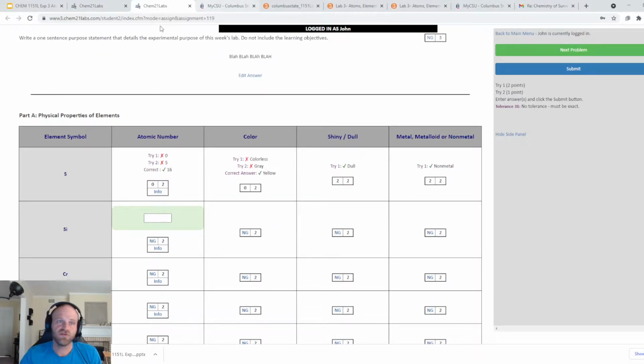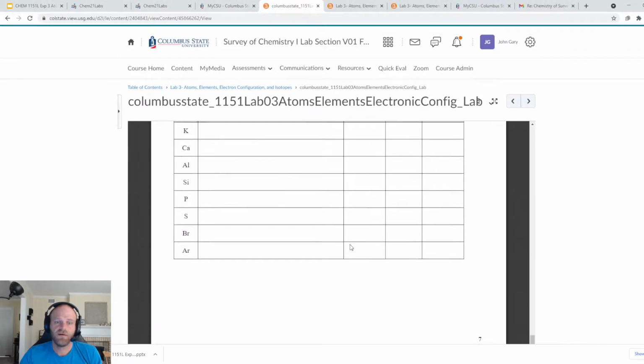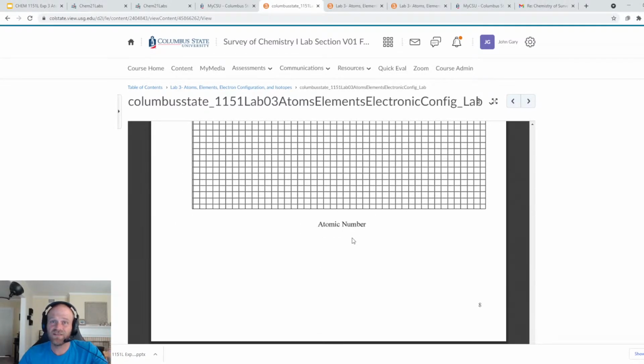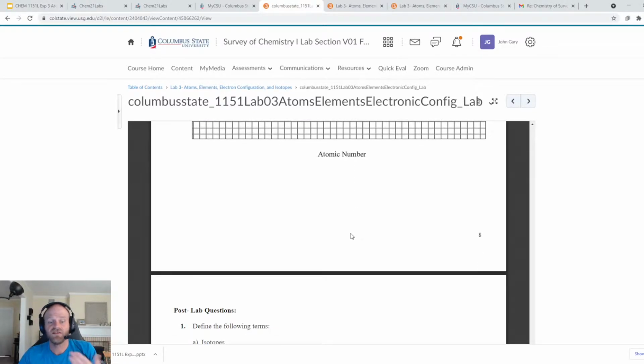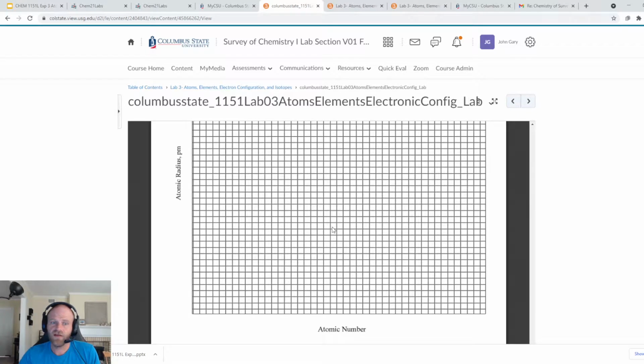You can use this PDF lab guide to go along, fill out everything, check your answers, and then start to put them into Chem 21 and see if you got them correct. It also has this plot here, which some of you may need to draw, to plot the graph for atomic radius versus atomic number.